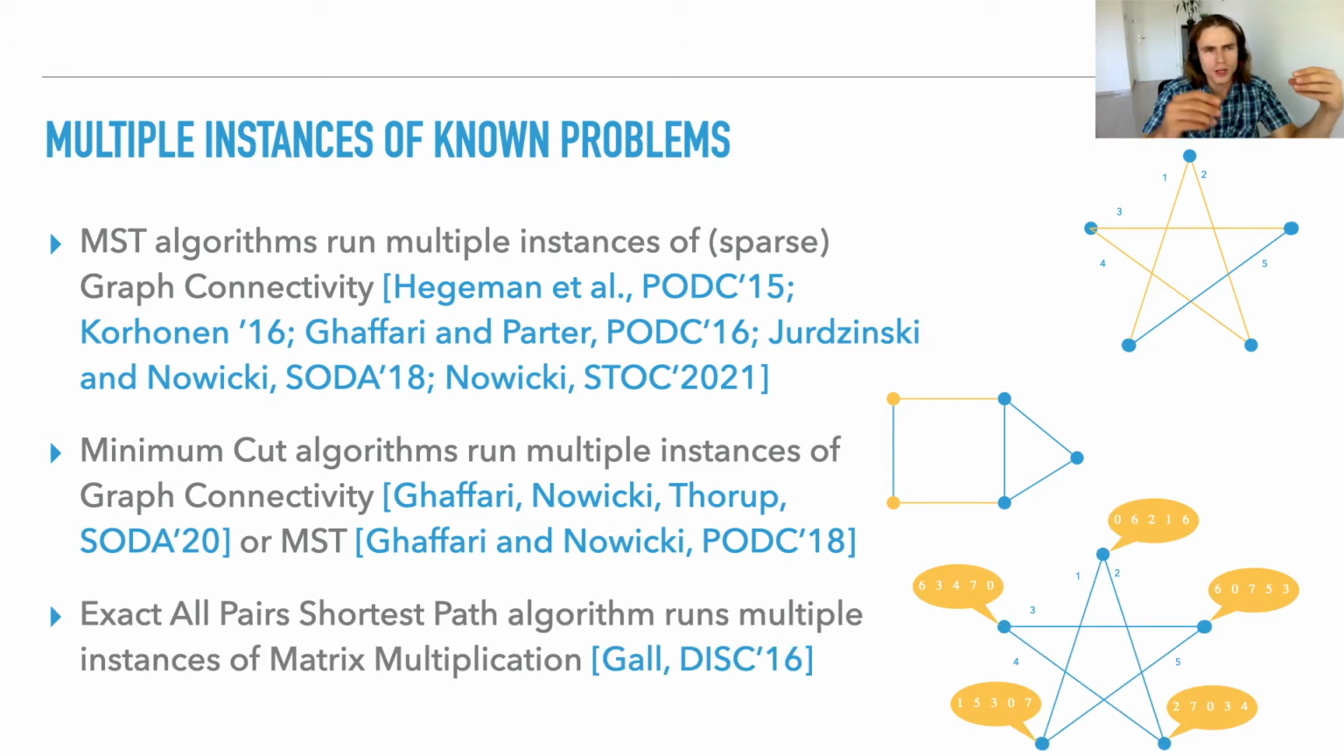In the all pairs shortest path problem, each node is required to learn the distances to each other node. The state-of-the-art exact APSP algorithm by Le Gall reduces distance product to multiple instances of matrix multiplication.